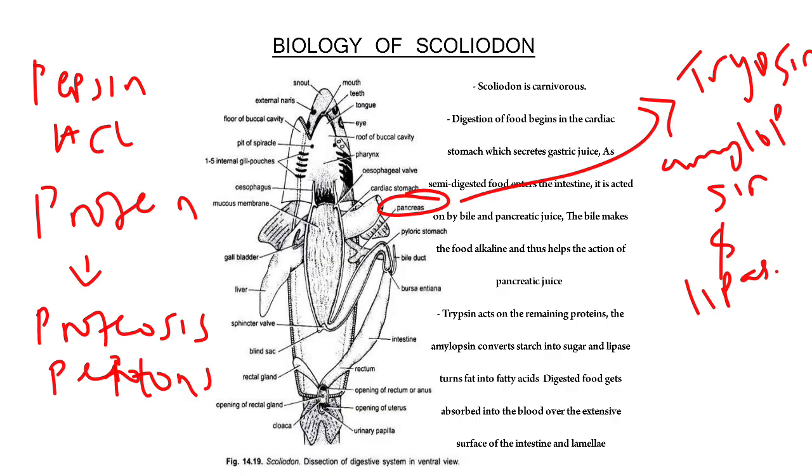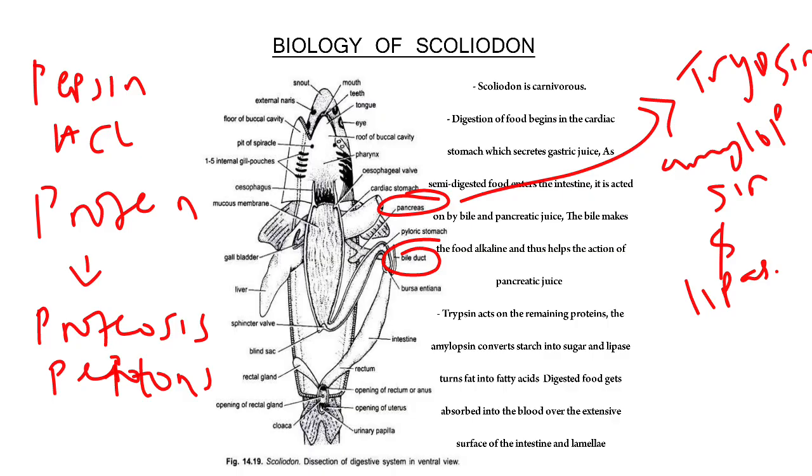You have to know that since digestion starts in the stomach, the food that is there will be semi-digested. So the semi-digested food is going to enter into the intestine, and it is acted on by the bile and the pancreatic juice. It is acted on by the what? By the bile and the pancreatic juice.